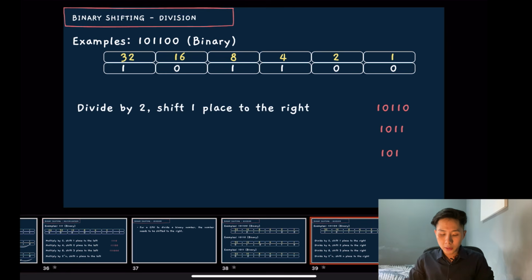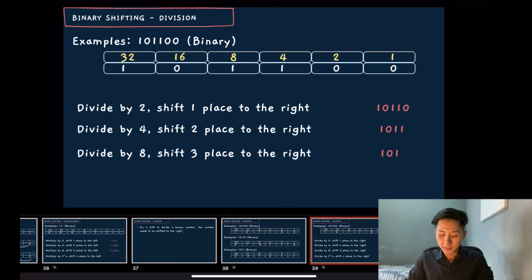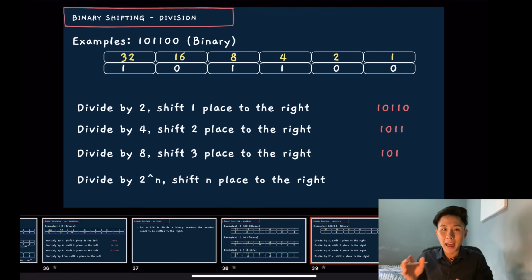10110, if I were to shift one place to the right, is division by 2. 2 places is division by 4, 3 places divide by 8. And the formula, if I were to shift n places to the right, I'm actually dividing a value by 2 to the power of n.